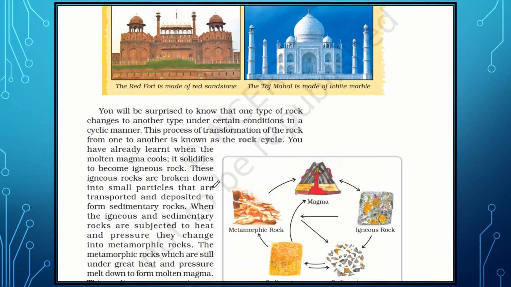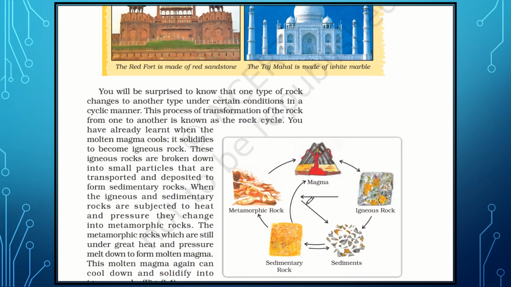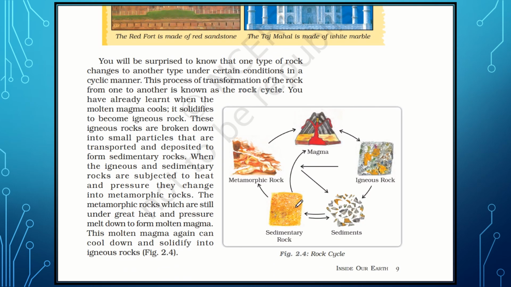Now you will be surprised to know that one type of rock changes to another type under certain conditions in a cyclic manner, which is called the rock cycle. You can see here, first we start from the magma that comes from the volcano. From the magma we get igneous rock. Now this igneous rock breaks down and we get sedimentary rock. But when you put heat and pressure on the sedimentary rock, we get metamorphic rock. Again it goes to the magma.